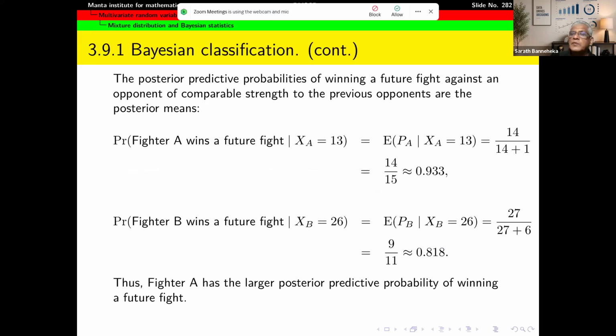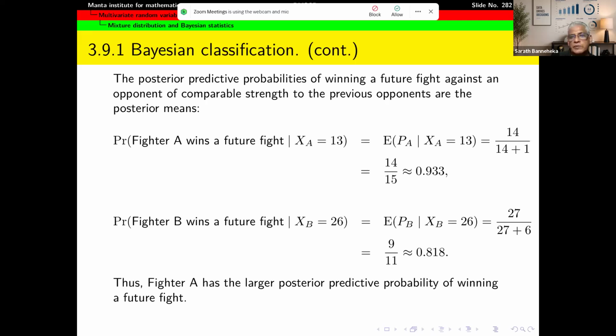So now once we know the posterior distributions, we can start answering the two questions that we wanted. We will answer the first question. Which fighter has a higher probability of winning a future fight? For that, we calculate the posterior predictive probabilities for each fighter.